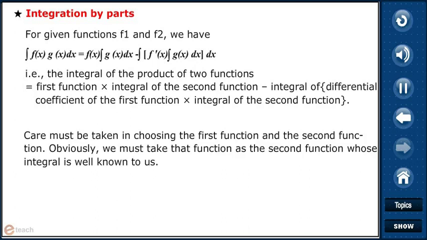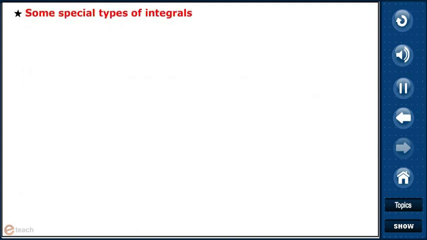Care must be taken in choosing the first function and the second function. Obviously, we must take that function as the second function whose integral is well known to us. Integration e to the power x into f(x) plus f dash x dx equals integration e to the power x f(x) plus c. Some special types of integrals.